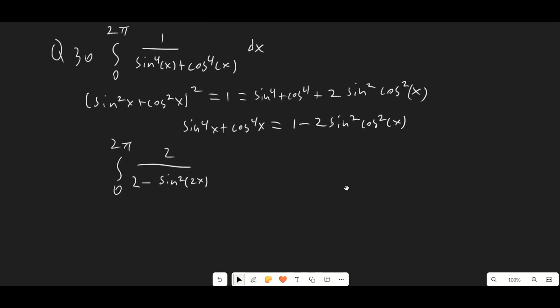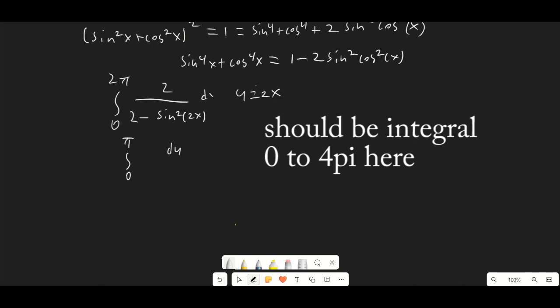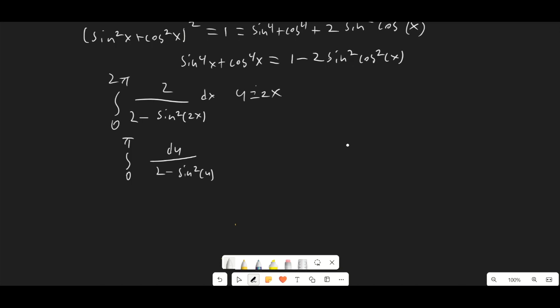And now there's a few different ways we can go ahead and look at this. What's the best way here? Well, let's go ahead and substitute u equals 2x just to make things a little bit simpler. What's going on with my pen here? U equals 2x, so we're going to get integral from 0 to pi of du over 2 minus sine squared of u. And now I really don't want to use Weierstrass substitution here, so I'm trying to think of a better way.